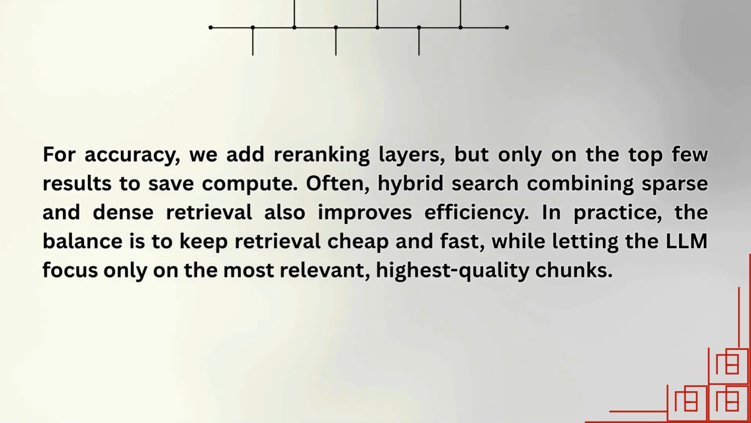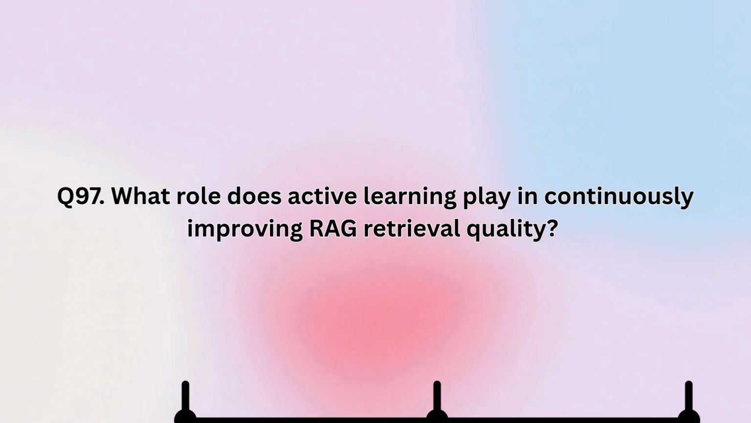For accuracy, we add re-ranking layers, but only on the top few results to save compute. Often, hybrid search, combining sparse and dense retrieval, also improves efficiency. In practice, the balance is to keep retrieval cheap and fast, while letting the LLM focus only on the most relevant, highest quality chunks. What role does active learning play in continuously improving RAG retrieval quality?